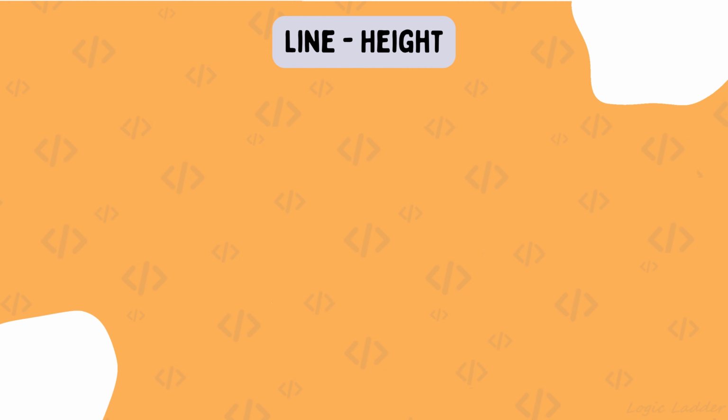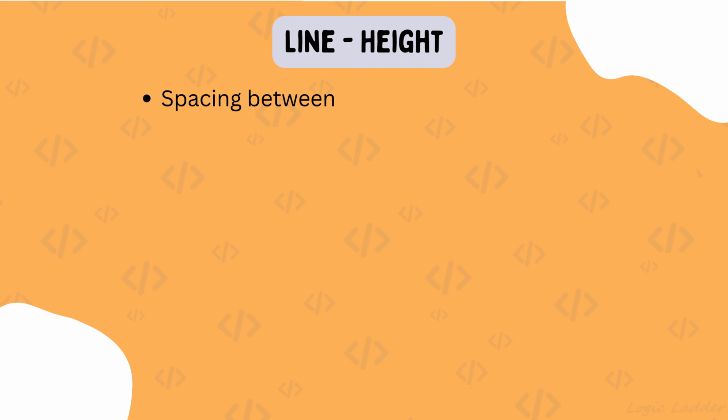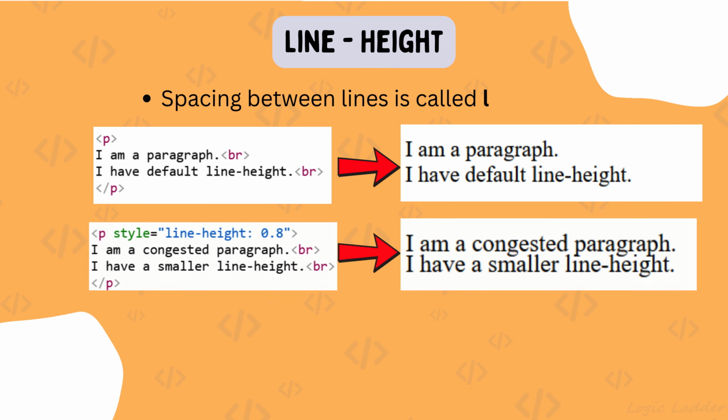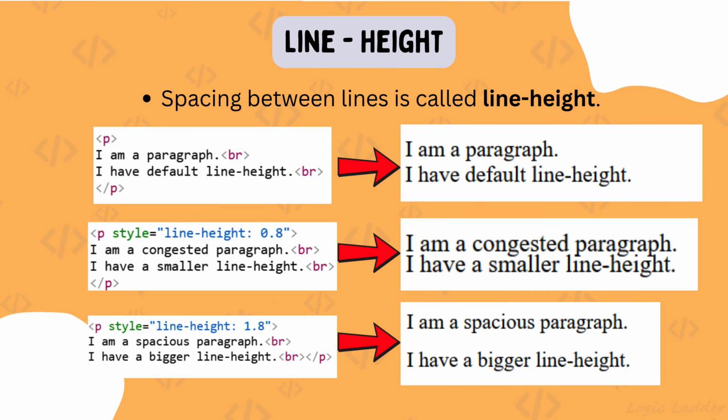Next property for typography is line height. Spacing between lines is called line height. If your text looks too cramped or too loose, just adjust the line height to make it comfy to read. Default line height is approximately 1.2, so you can increase or decrease it using big or small numbers.